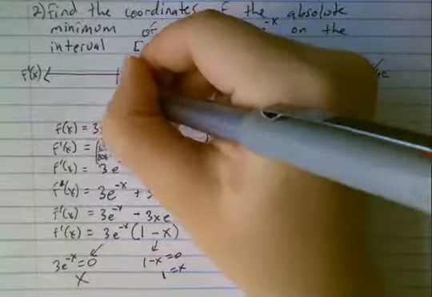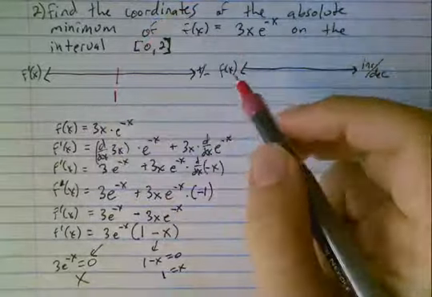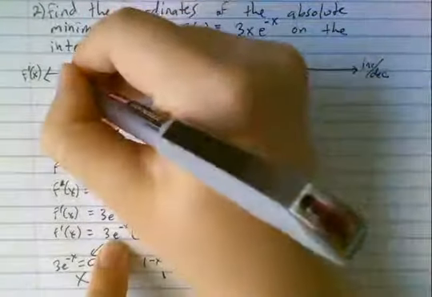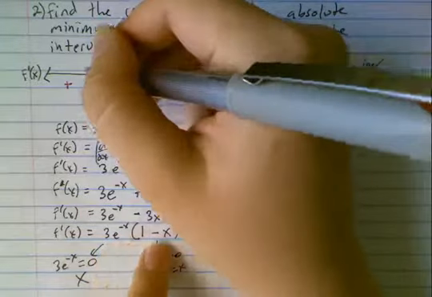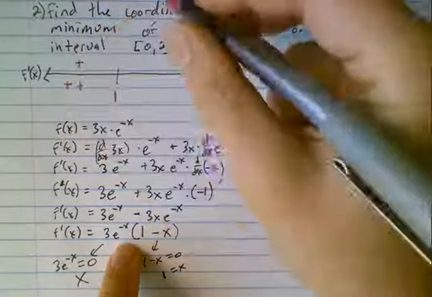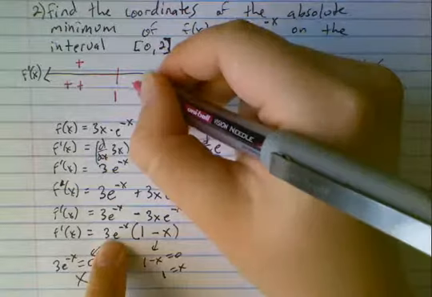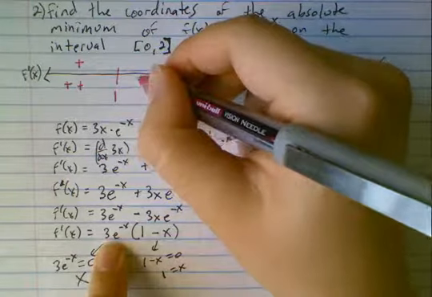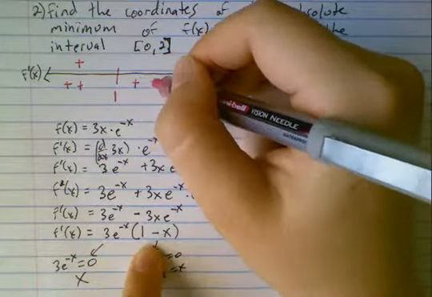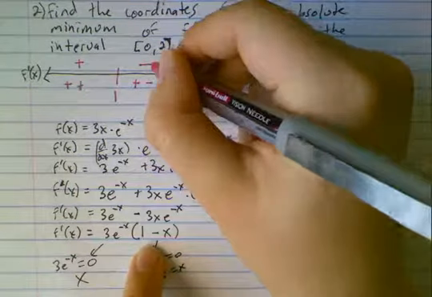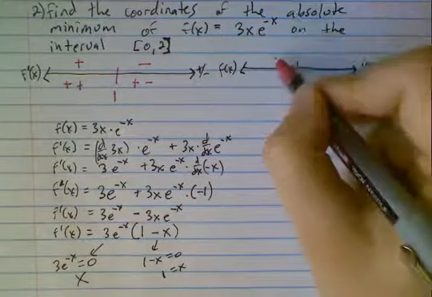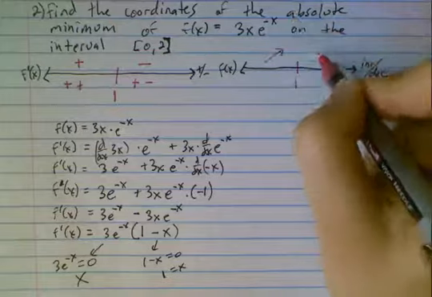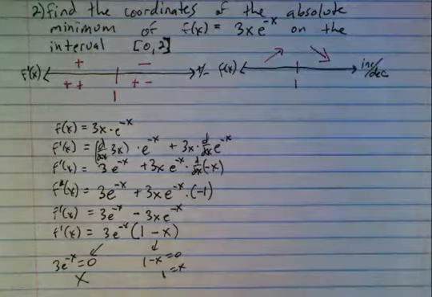So we can make our sign chart. Over on this side, this is always positive. Let's say we've got 0. 1 minus 0 is also positive. Over on this side, 3e to the negative x is always positive. 1 minus, let's say 2, that's going to be negative, so it's negative overall. Translating that, we've got increasing and we've got decreasing.